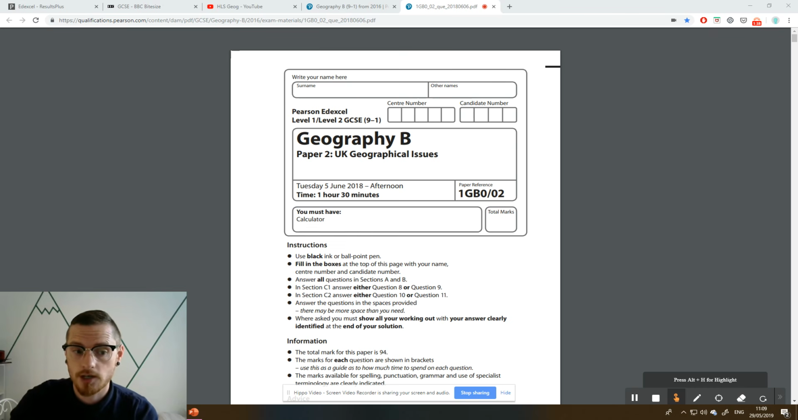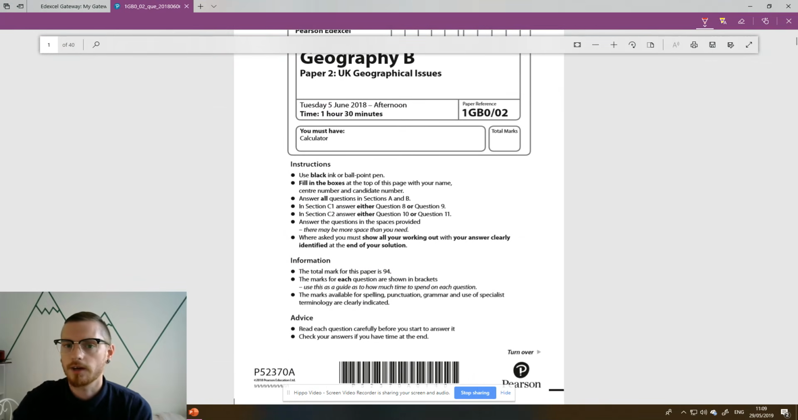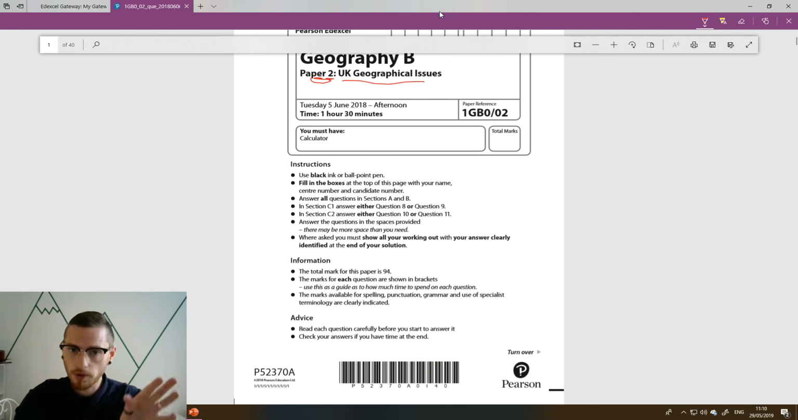Okay, let's start and actually look at paper 2. What we should all be comfortable with is that paper 2 is your second paper, obviously, and it's on the UK geographical issues. Paper 1 was on global issues. This now specifies and focuses on the UK itself. Just like paper 1 and paper 3, it's an hour and a half long. This is last year's exam.